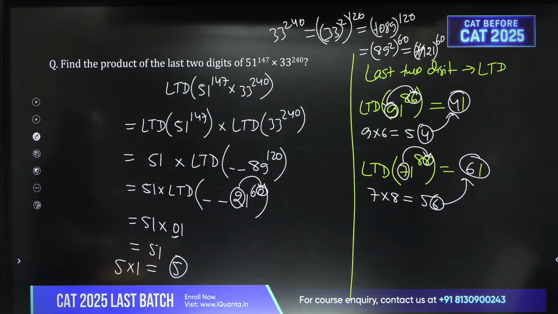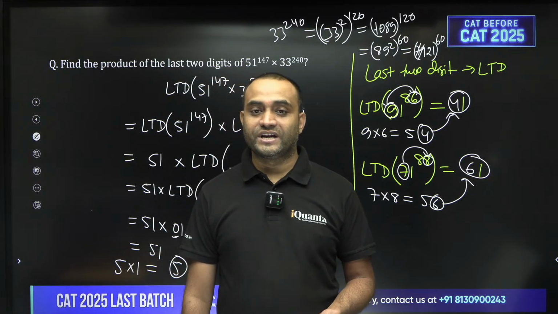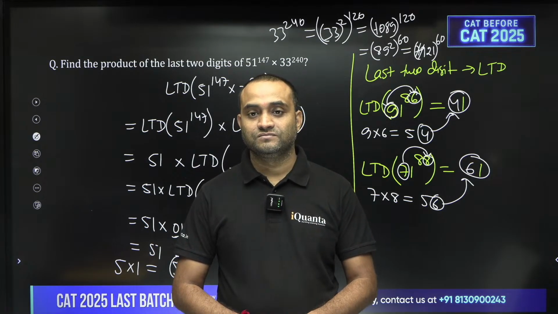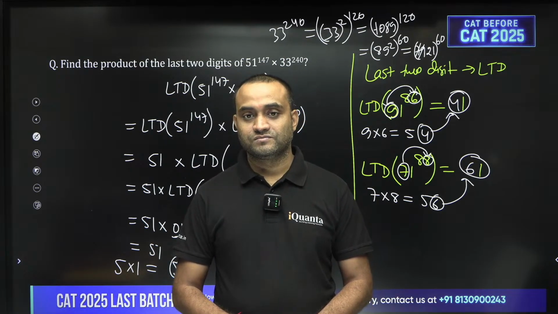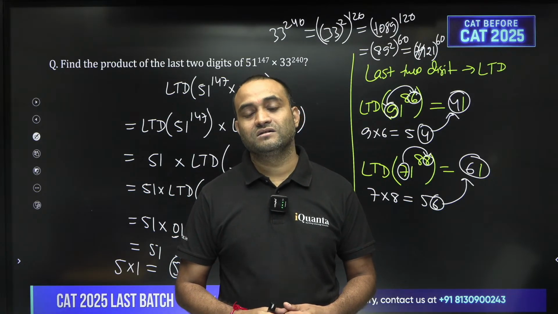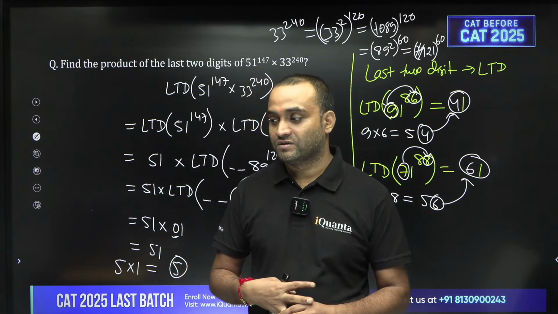Guys, in any number, if the number is odd, and the power is 20 or a multiple of 20, then the last two digits will be 0, 1. Any number whose unit digit is odd, except 5 of course, the last two digits will be 0, 1.